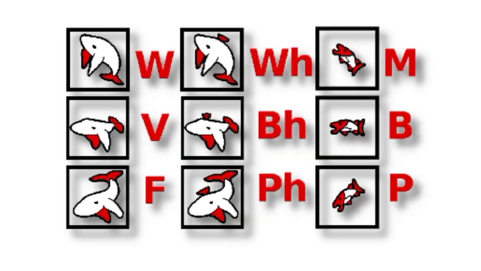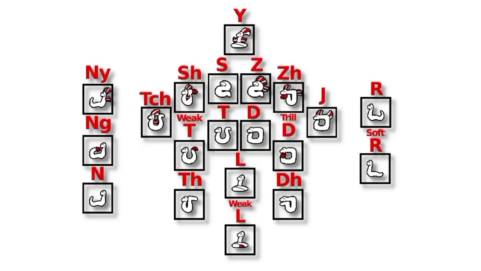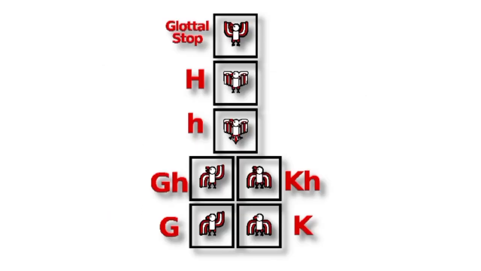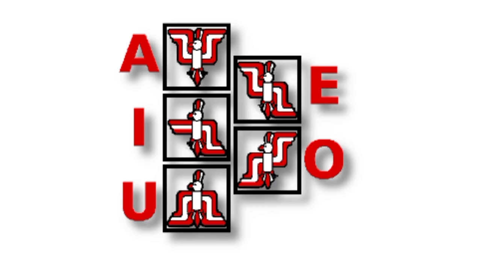As a quick review, we have the labial letters represented by the bass and the whale. We have the lingual letters represented by a serpent and a winged serpent. We have the throat nasal letters represented by the crow. And we have the vowels represented by an eagle.